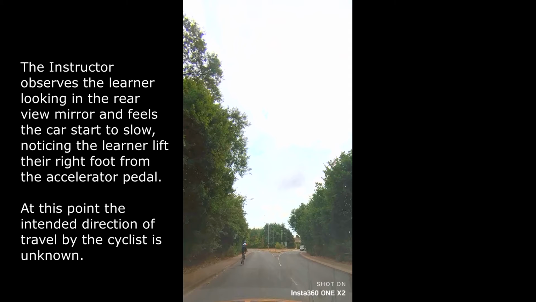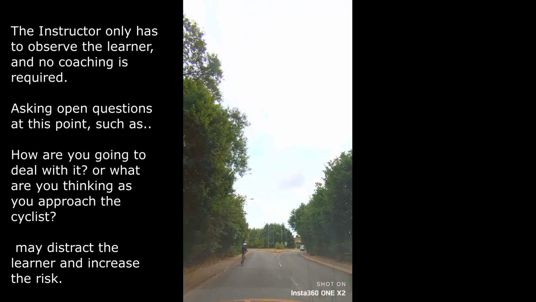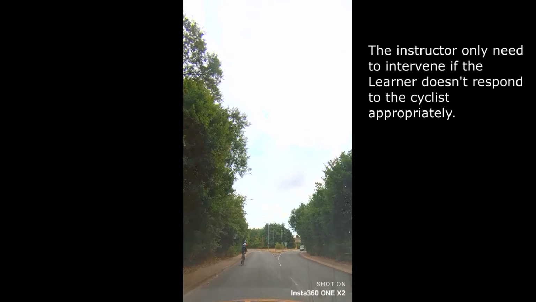At this point, the intended direction of travel by the cyclist is unknown. The instructor only has to observe the learner and no coaching is required. Asking open questions at this point, such as, how are you going to deal with it? Or, what are you thinking as you approach the cyclist, may distract the learner and increase the risk. The instructor only needs to intervene if the learner doesn't respond to the cyclist appropriately.